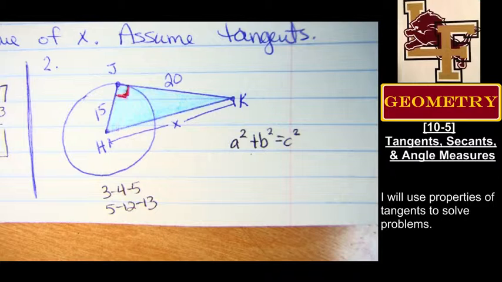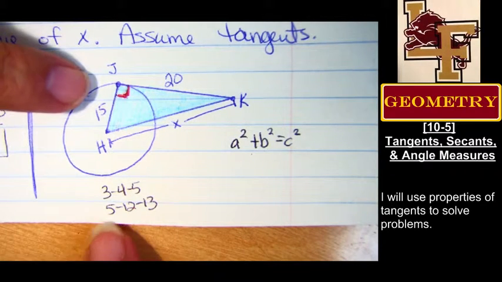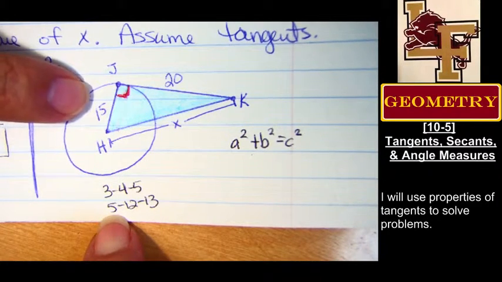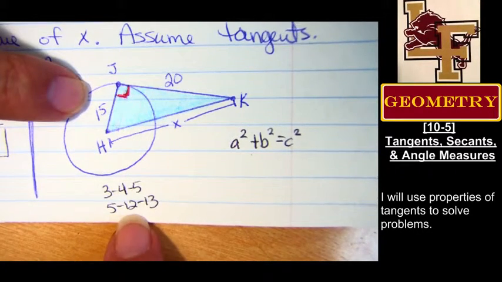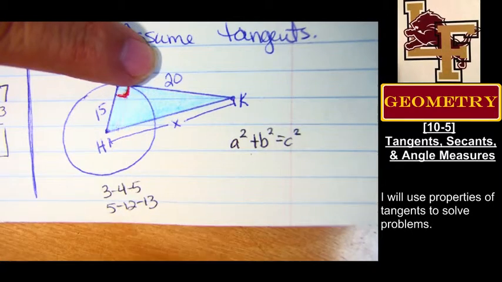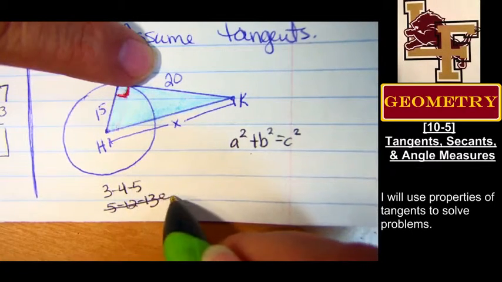Okay? So what I'm going to do is I'm going to play a little number game with myself. I'm going to start with this bottom one. I'm going to ask myself, what do I need to multiply to 5 to get to 13? 15. 3. So 5 times 3 is 15. If I multiply 12 by 3, do I get 20? No. So it's not this Pythagorean triple.